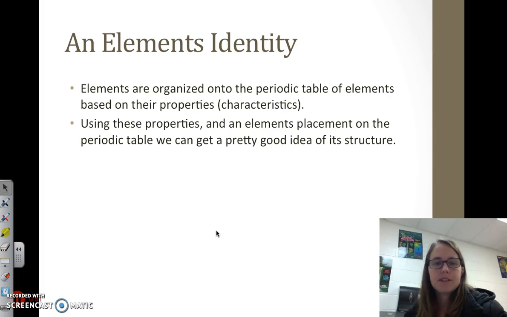So an element's identity. Elements are organized in the periodic table of elements based on their properties or characteristics. In other words, how many protons do they have? How many neutrons do they have? How much is their atomic mass? How big are they? How strongly do they hold on to their electrons? Are they metals? Are they nonmetals? Are they gases? They're all categorized based on these characteristics. Using these properties of an element, we can place it on the periodic table. Because of that, we can get a really good idea of its structure, so what it would look like if we could actually see it.